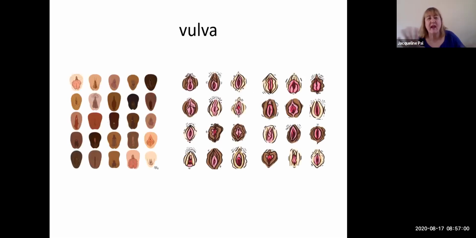Now the word for external genitalia is vulva, and this is a word that is often replaced by the word vagina, which is incorrect because the vagina is an interior structure, whereas the vulva is the word that encompasses all the external female genitalia. And it's highly variable from woman to woman, just like you would expect, with noses being variable and eyes being variable and everything else in the body being variable. Why would the vulva not be variable?